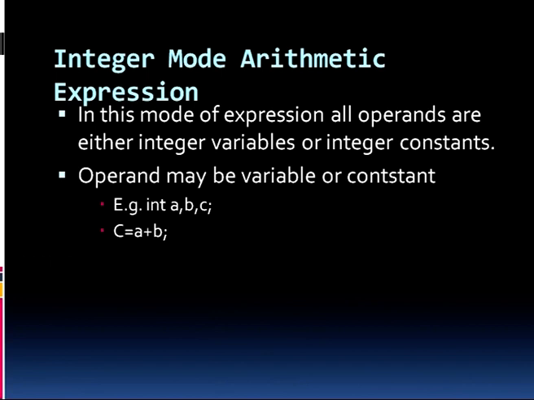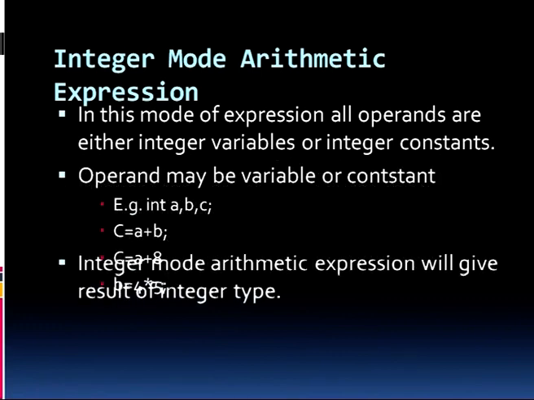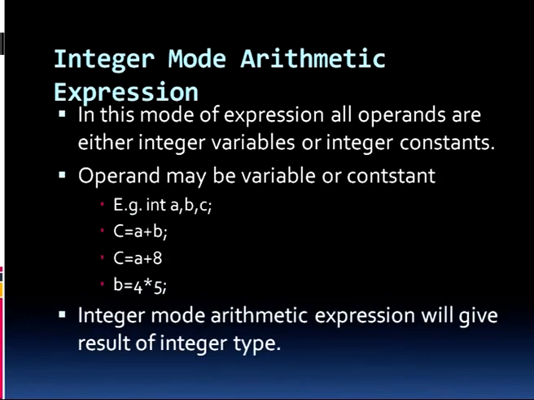Similarly, c equals a plus 8. This is also an integer mode arithmetic expression because all the operands are of integer data type. Similarly, this is also an integer mode arithmetic expression because both the operands are of integer data type. An integer mode arithmetic expression will always produce a result of integer data type.